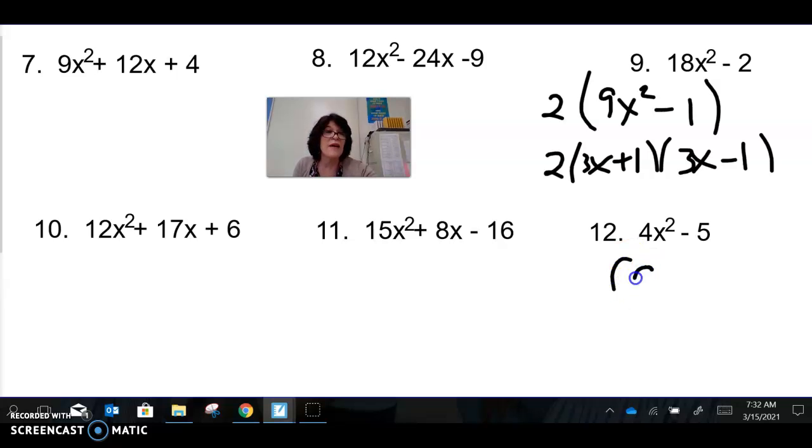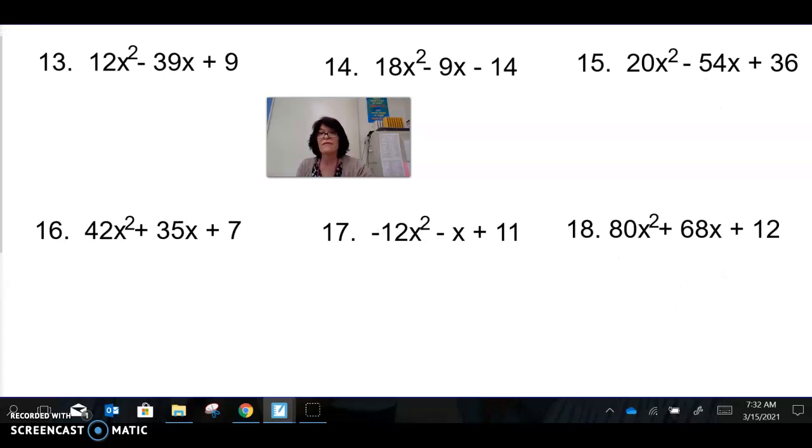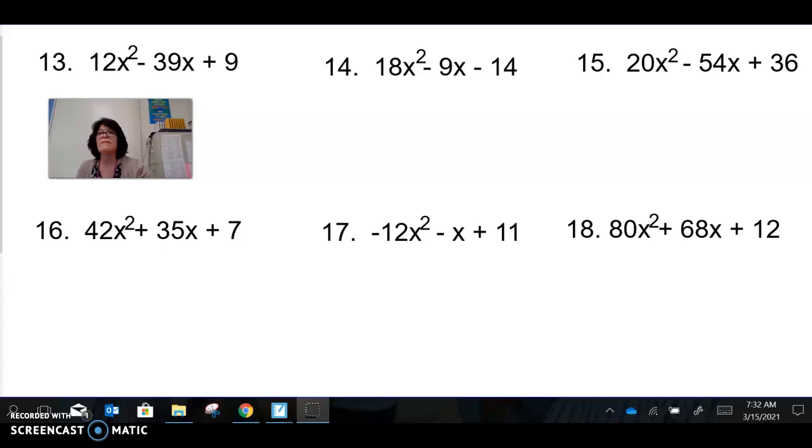Number 12, you can't factor. Sometimes you'll get some that just, there's nothing in common. I can't take an x out. I can't take a 4 out. I can't take a 2 out. I'm done. They're not differences of 2 squares. 4 is, but 5's not. Okay? Number 14, if we look at 14, be careful here.